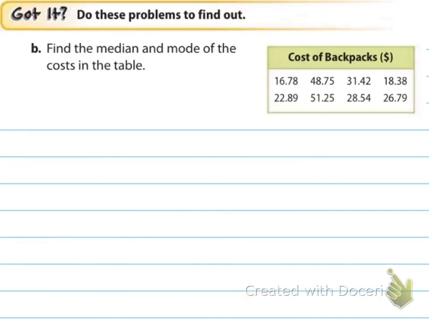All right, so find the median and mode of the cost in the table, and then I'd like you to compare them. And just like they did before, where they subtracted and figured out which one was greater, or maybe they're going to be equal. All right, go ahead and pause the video now, please, and find the median and mode of the cost in the table for backpacks.